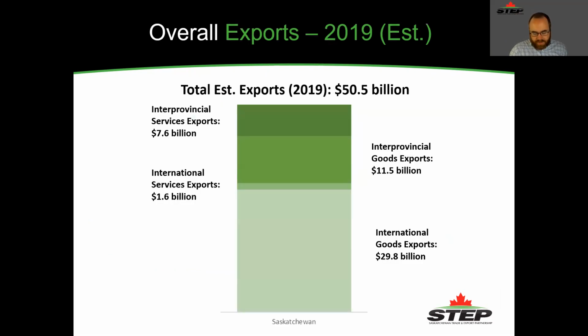So that last slide, 30 billion, was just goods. If you add in services and interprovincial trade, because when we talk about exports at STEP, we talk about everything from selling goods to Alberta to selling goods to China, so if you add those things in with the services, our exports go up to about $50 billion, and that represents about two-thirds of the GDP in Saskatchewan.